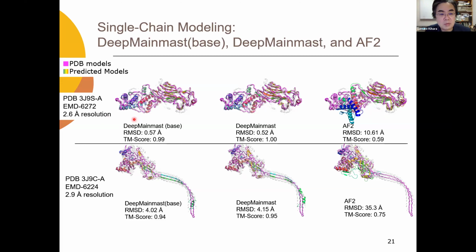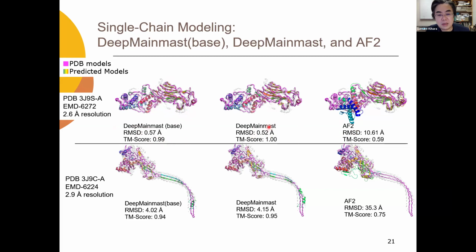But since DeepMainMast is tracing the CryoEM map directly from the density, it can do that tracing very well. Here I'm showing two results, DeepMainMast-base and DeepMainMast. DeepMainMast-base is not using AlphaFold at all. This result is coming from just direct tracing. RMSD is 0.57, very good. TM score is another score of structure modeling, where 1 is perfect. In this model, 0.99 is close to perfect modeling.